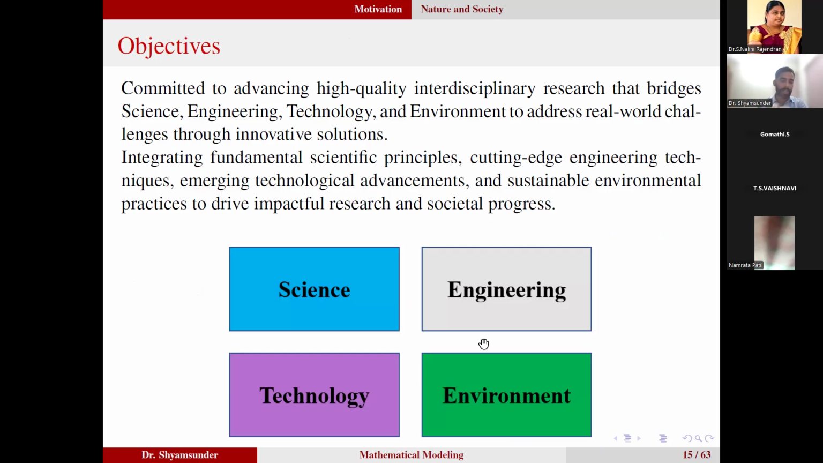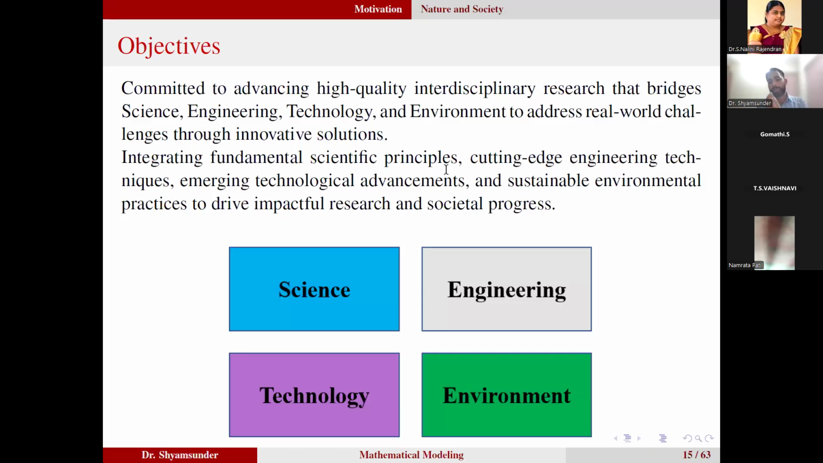Currently all sustainable development is interdisciplinary. It involves science, all sciences: bioscience, chemical science, physical science. Engineering, all engineering, like chemical, civil, and electrical. And technology; in the current generation, machine learning and artificial intelligence are the most impactful technologies, along with the environment. The commitment to advancing high quality interdisciplinary research is bridging science, engineering, technology, and the environment to address real world challenges through innovative solutions.